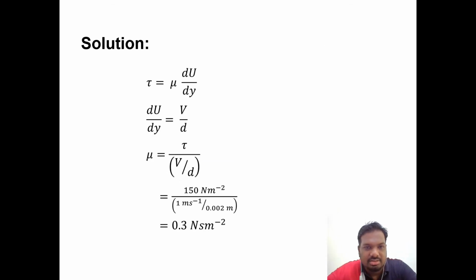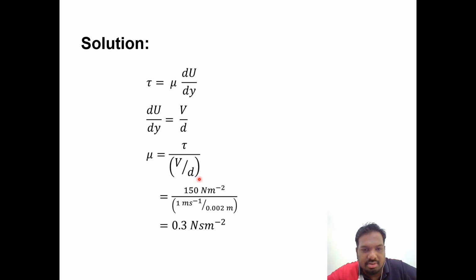So we can see tau equals mu times du over dy. In order to calculate du over dy, we have seen the formula given to calculate the velocity gradient is v over d, velocity over d. So you combine this with this, then rearrange, and you can get mu equals tau over du over dy. Replace here, so we get tau over v over d.